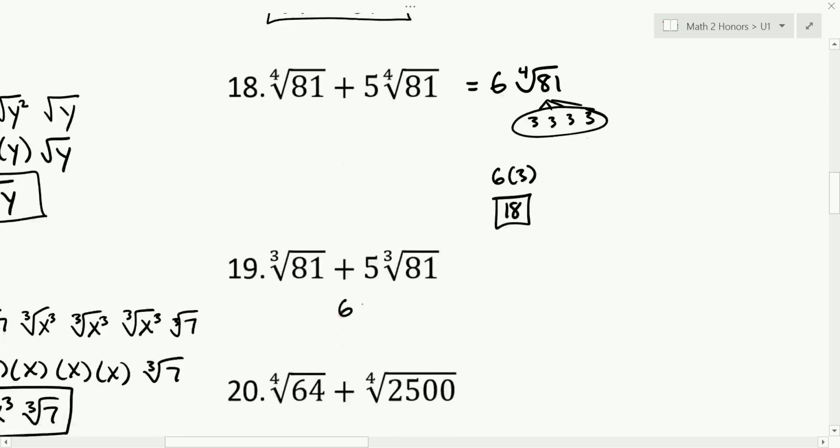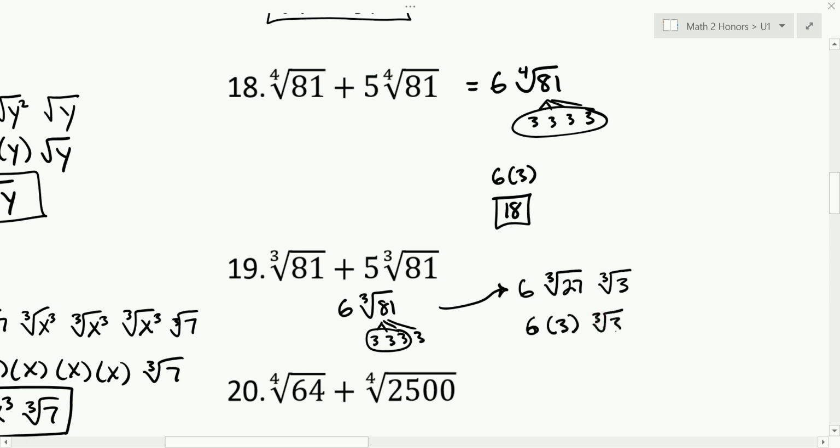We could say this is 6 cube root 81. We still get 4 threes, but we can only circle 3 of them now instead of all 4. Right? And so we get 6 cube root of 3 threes. You could write 27, or you could write 3 cubed, and then we're left with 1 more. So we're still going to get our 18, but we got a little extra, that cube root of 3.